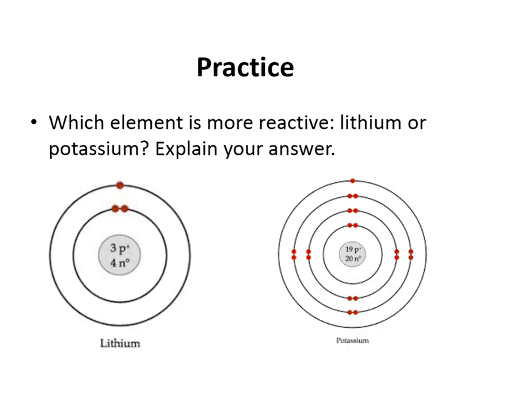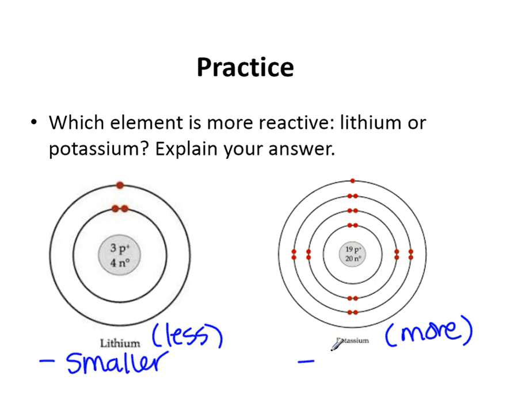All right, so let's take a look at some practice with the Bohr-Rutherford diagram. So same question, but now we've got to explain why. We said this is less reactive, and this one's more reactive, but why? Why is that happening? So the first thing you might notice, lithium is smaller in size compared to potassium, which is larger. You can visually see, which is why it's helpful to draw these out. There's two energy levels here. And over with potassium, there's 1, 2, 3, 4.